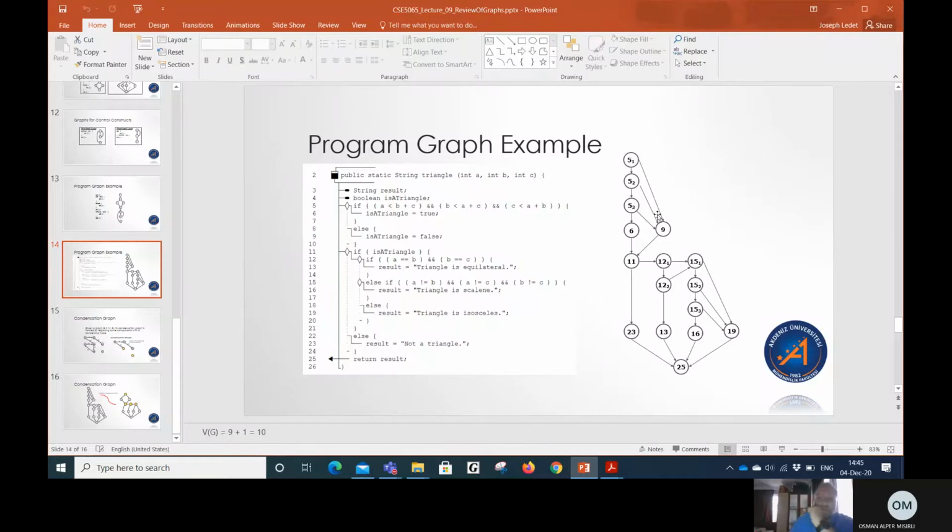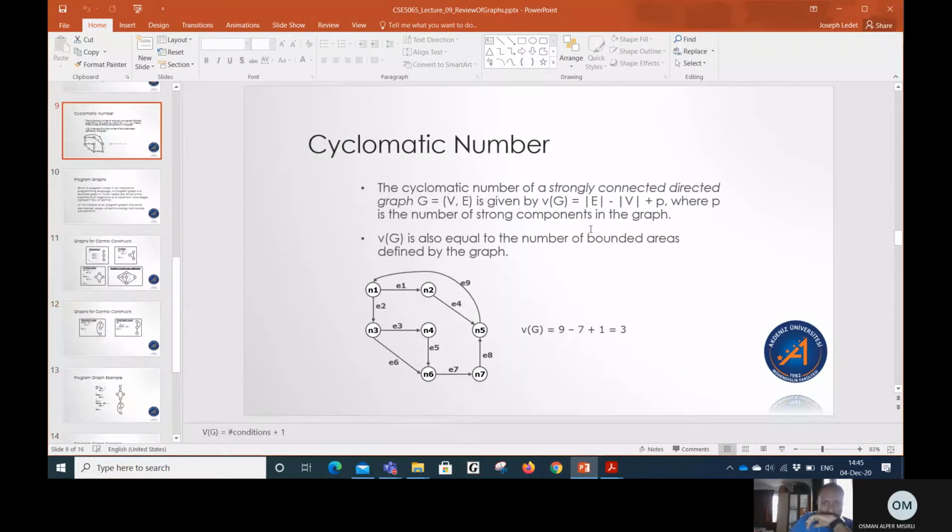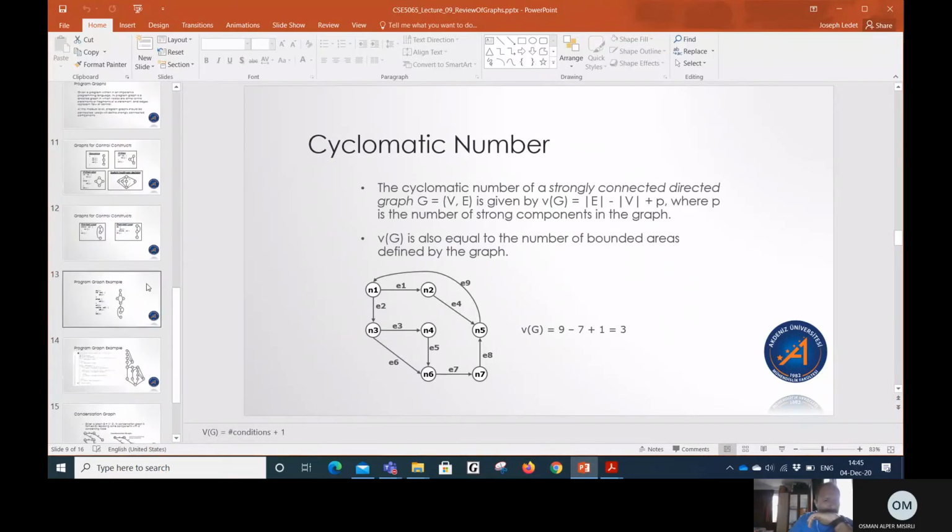We would want a bare minimum number of 4 test cases just to adequately test this one portion of the code. Okay. Cyclomatic number, let's see, I think, so it's the number of edges minus the number of vertices plus P, where P is the number of strong components. So it's that, and this will always be 1. P will be 1 for us.